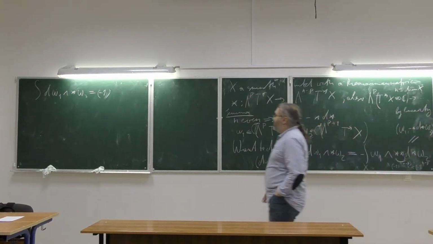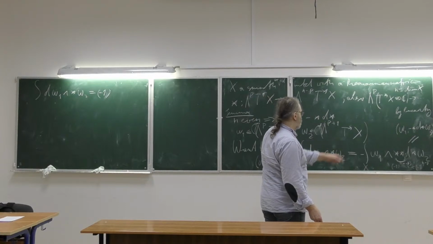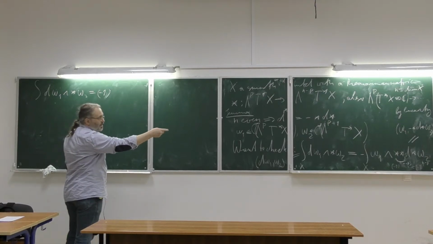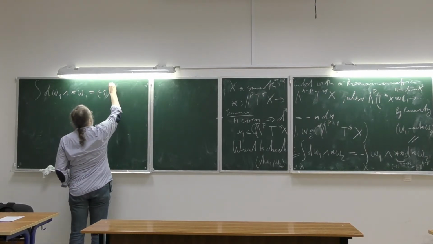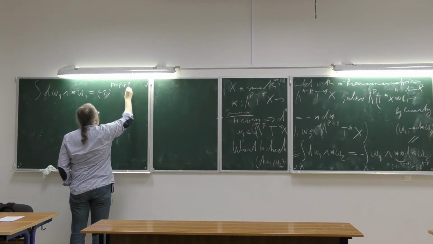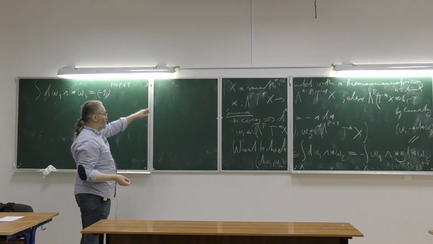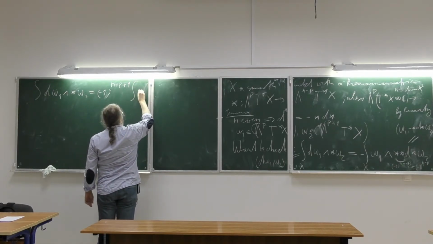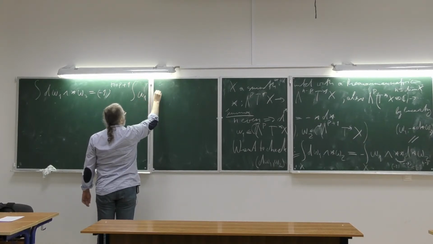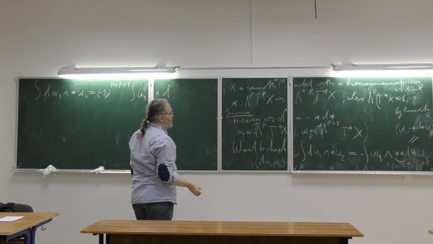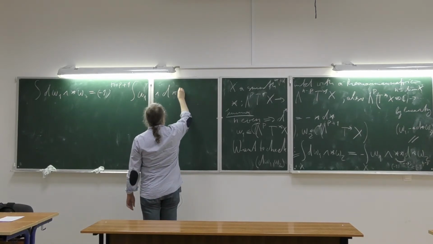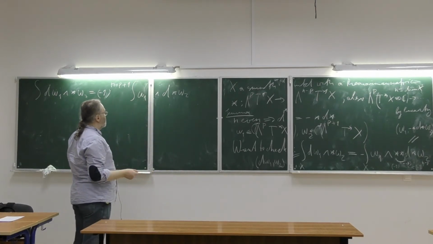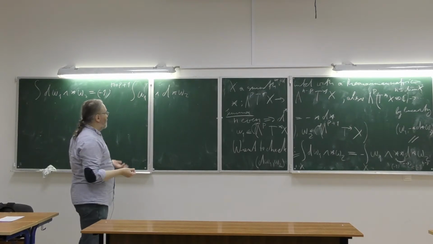Okay. So we have this, and let's put this minus 1 outside. We get n minus p plus 1, okay? And then what do we have? We have omega 1 wedge d star omega 2. Okay, so we need to check this formula.